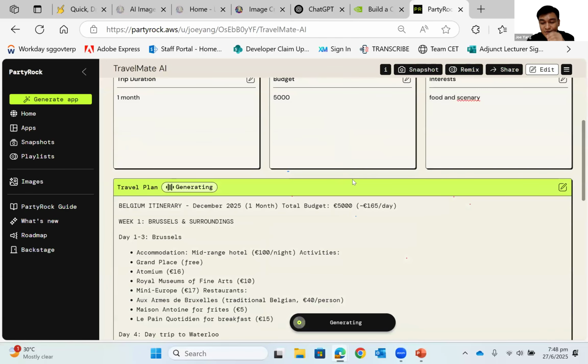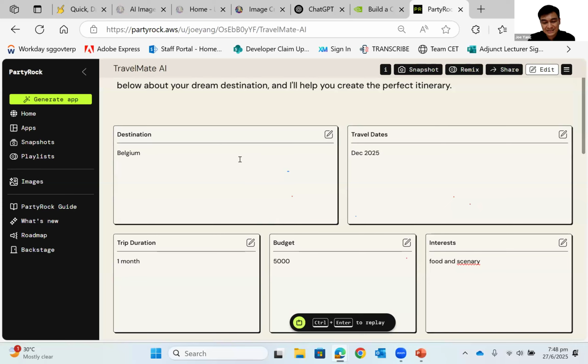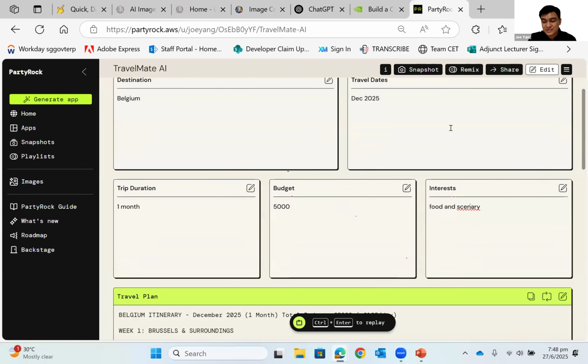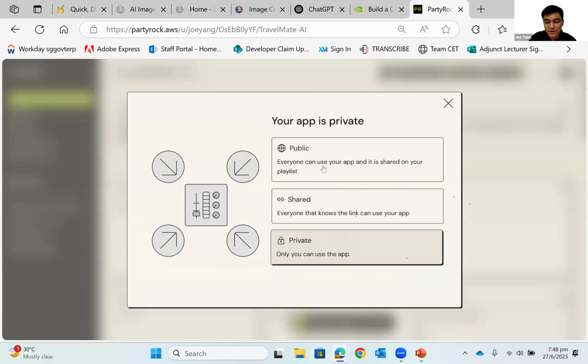Of course, in ChatGPT you can do that also, right? But in ChatGPT, you have to write the prompts for individual tasks like destination, travel dates, trip duration, and budgets. But here, they automatically create it for you using AI. After you have done, you can share these applications with your bosses or your loved ones. You can keep it private to yourself, share to the public, or share to particular persons.